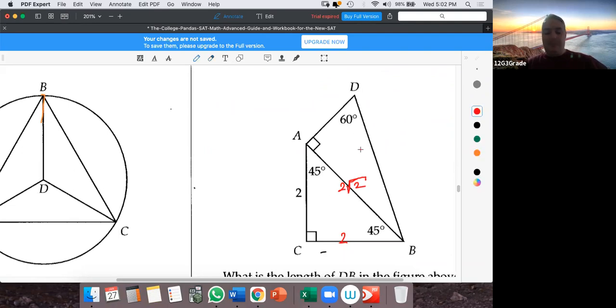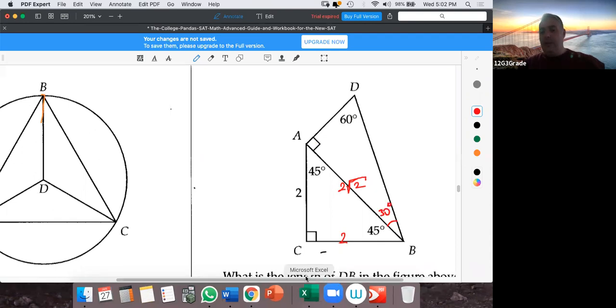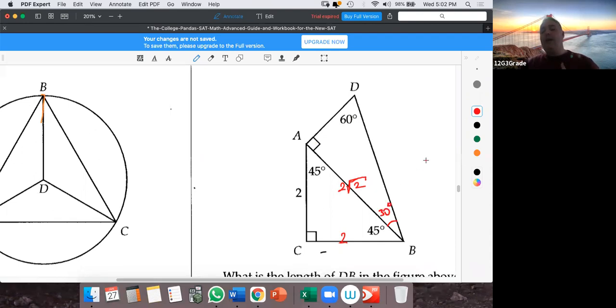This is 90 degrees. So this notation is 90. 60. So remaining 30 degrees. So what can I do? Question is find dB here.